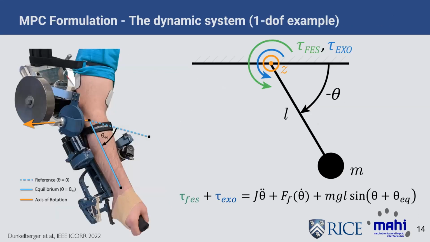To look at a simplified system first, for experimental results, we look at a single degree of freedom, focusing only on elbow flexion extension with the user. We can represent this as a pendulum system with two different torque inputs on the degree of freedom, the combined effects of functional electrical stimulation and a robotic exoskeleton.